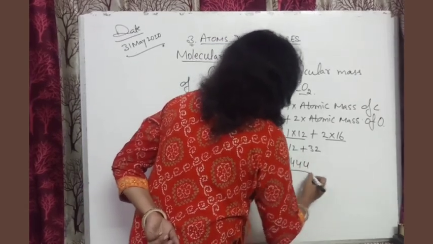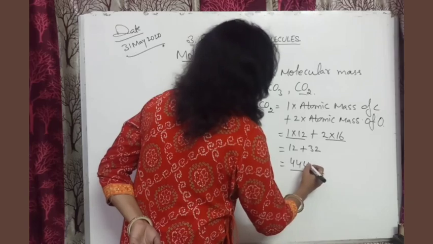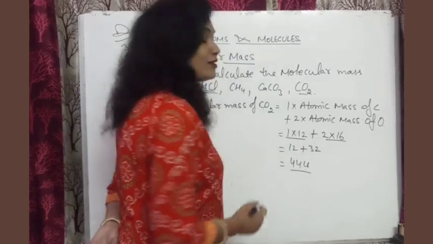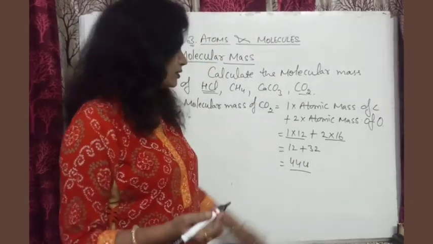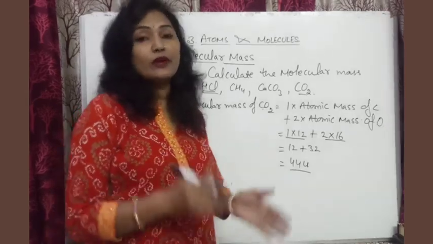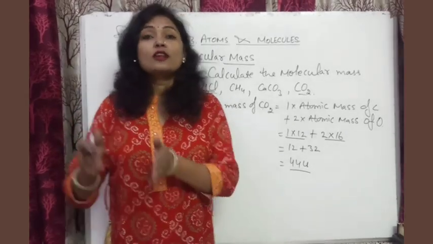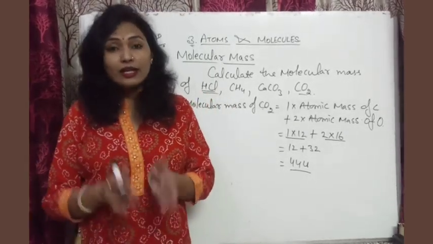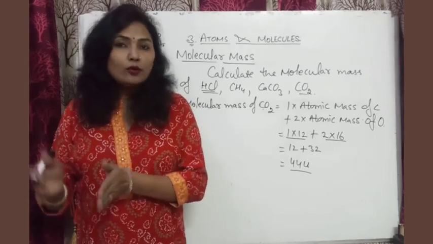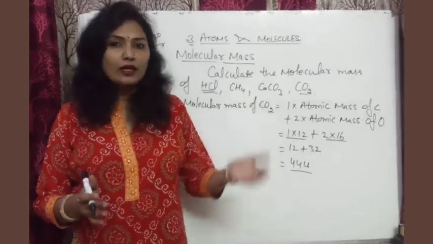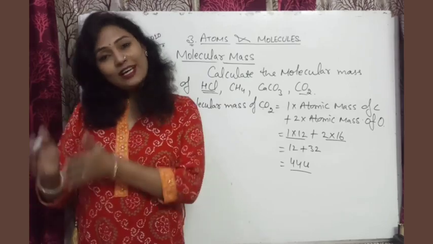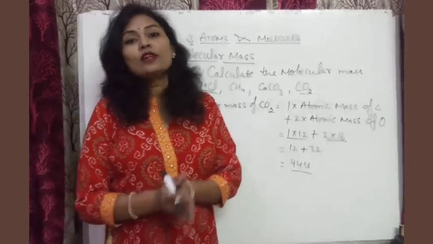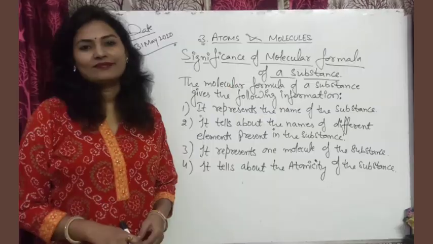44 u. So the molecular mass of carbon dioxide is 44 u. Like that, you can find out the molecular mass of every substance, or any formula, or any molecule of a compound or any molecule of an element, easily with the help of atomic masses.